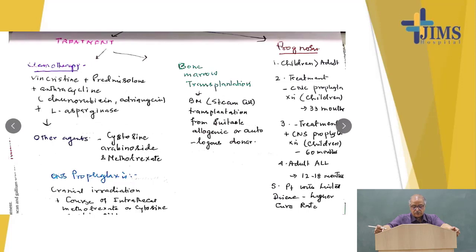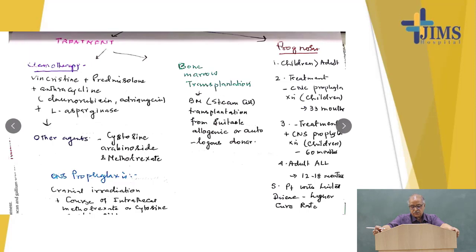By bone marrow transplantation, when chemotherapy has failed, then there will be a chance of patient survivability by bone marrow stem cell transplantation, by autologous or allogeneic transplantation, by stem cell bone marrow transplantations. Prognosis in children is better than in adults.